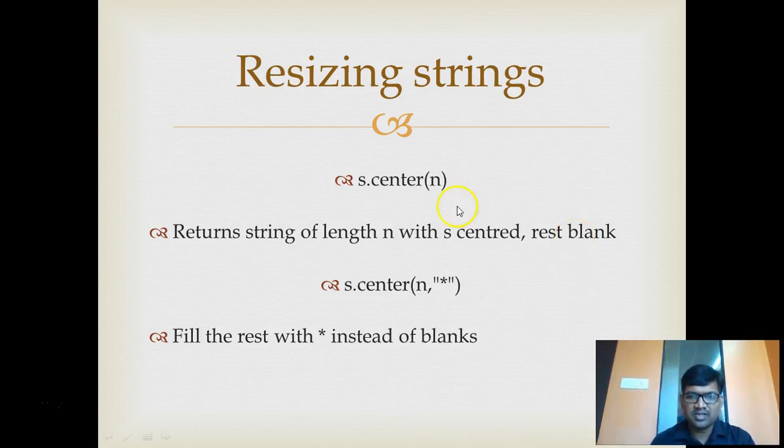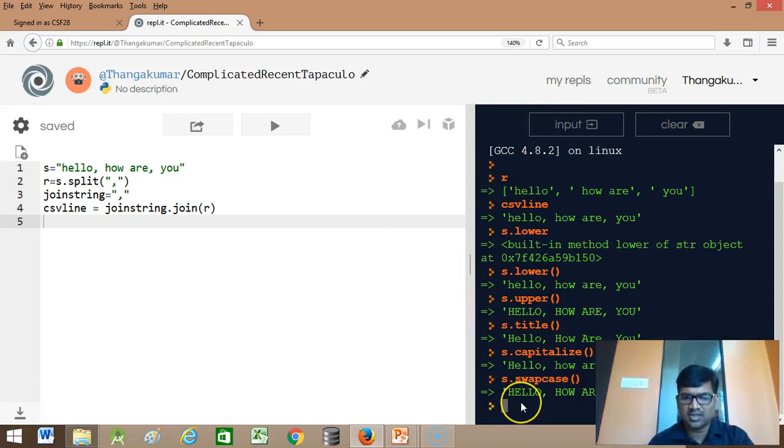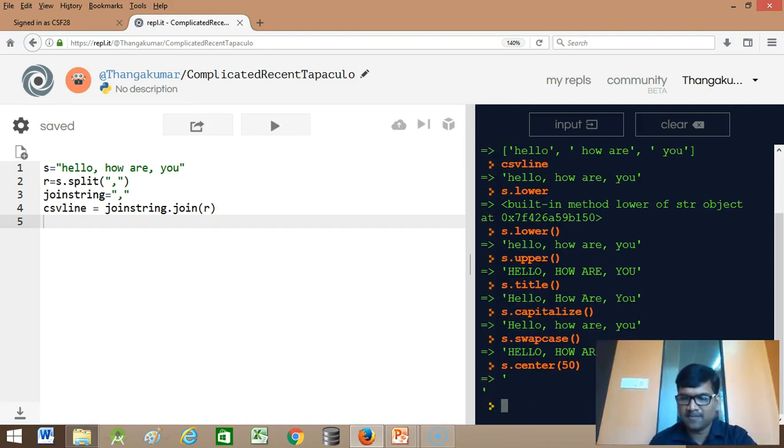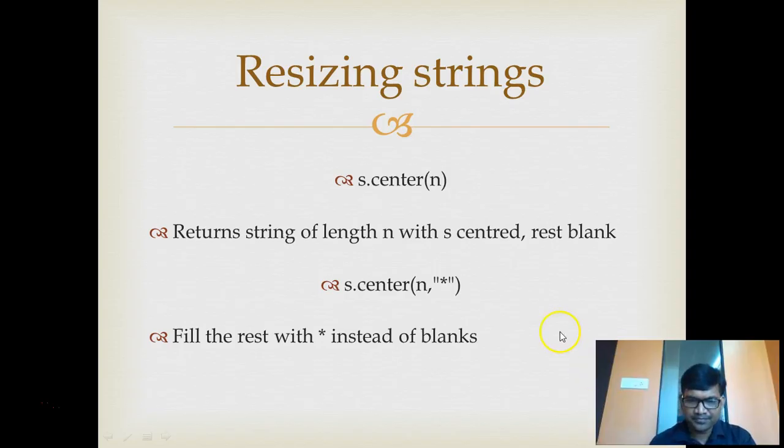Resizing strings. s dot center returns a string of length n with s centered and the rest blank. If you want to make the string centered, use s dot center, for example 50. It will allocate 50 spaces and put the string in the center. It is for alignment. Normally we do alignment such as justify, center, left alignment, right alignment. Like that, you can do a center alignment by giving a buffer size.